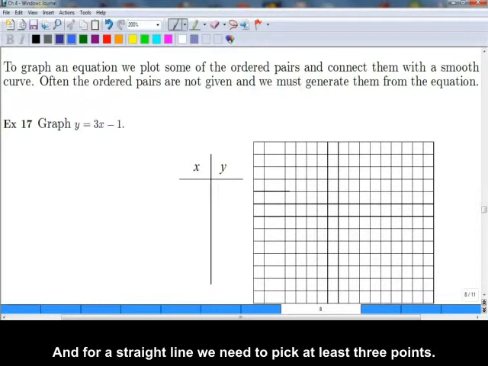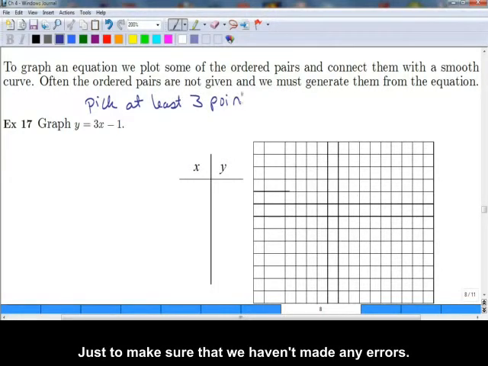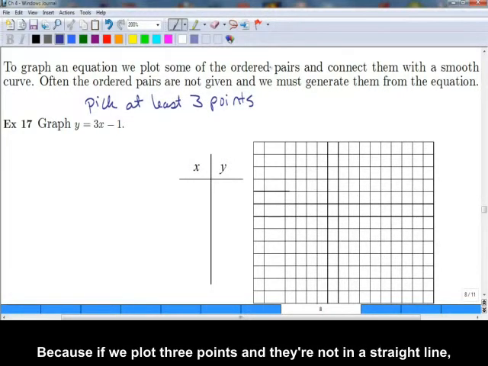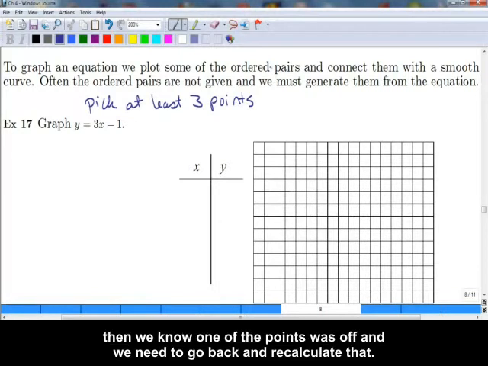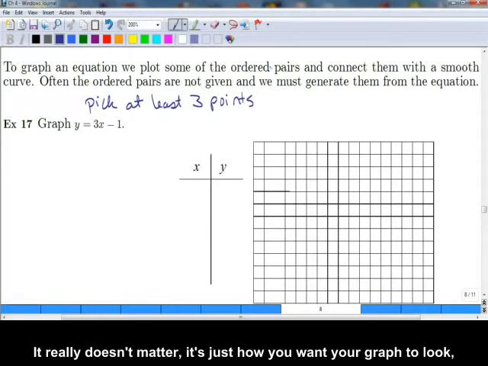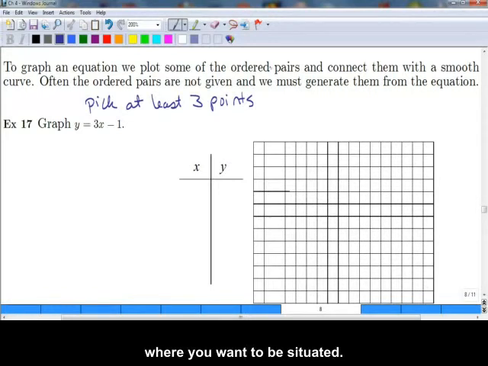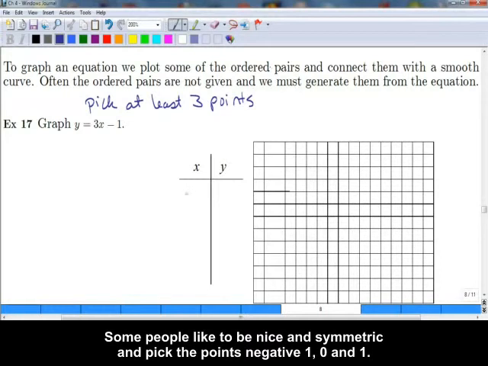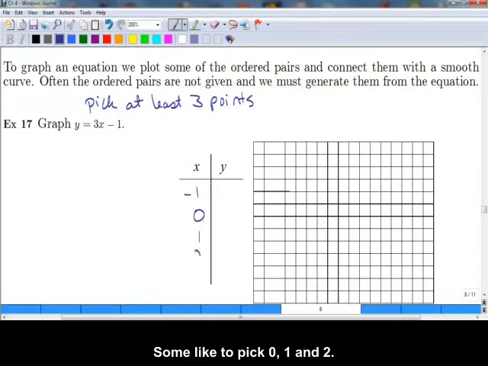And for a straight line, we need to pick at least 3 points, just to make sure that we haven't made any errors. Because if we plot 3 points and they're not in a straight line, then we know one of the points was off and we need to go back and recalculate. So it's up to you which points you want to pick. It really doesn't matter. It's just how you want your graph to look, where you want it to be situated. Some people like to be nice and symmetric and pick the points -1, 0, and 1. Some like to pick 0, 1, and 2. Whichever you prefer, it's up to you.